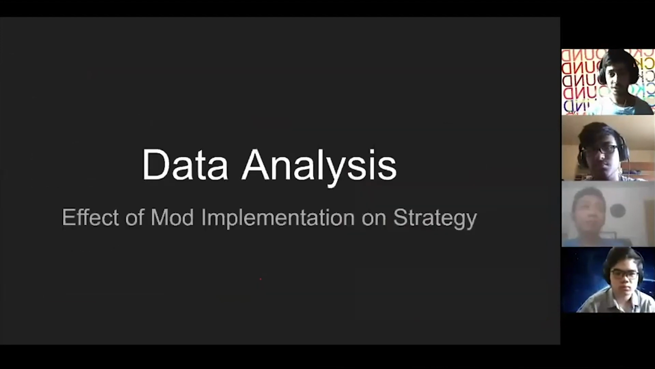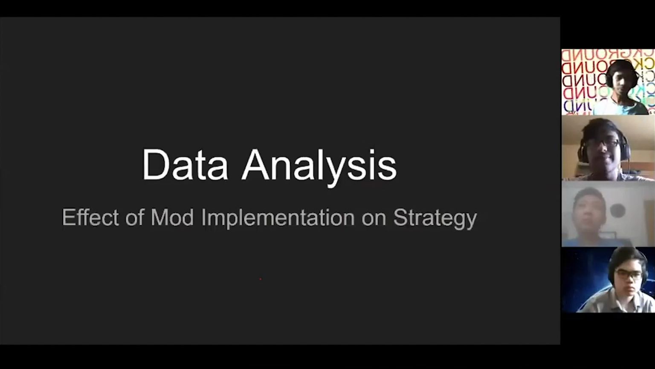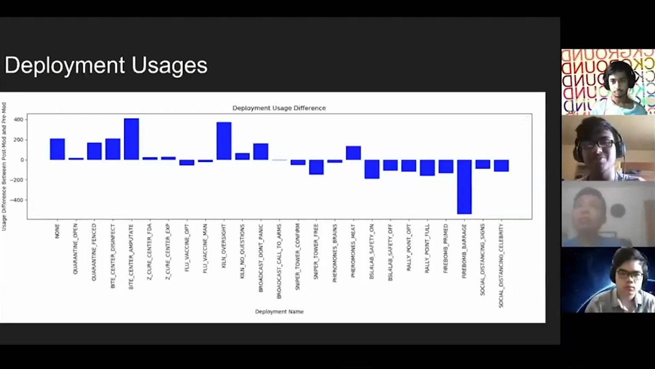Now, we did also do some data analysis on agents playing the game, and so I'll hand it off to Arib for that. I'll be going over the data we've gathered with our RL agents, though to start off with, I'll have to mention that due to a lack of time, we weren't able to fully train our RL agents, so that's probably had an impact on our results. Moving on to our first thing, we have here deployment usages. In the graph below, you can see the difference in usage for each deployment.